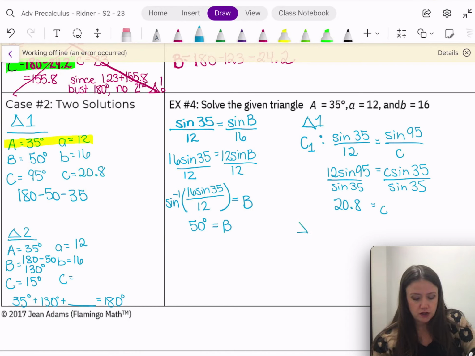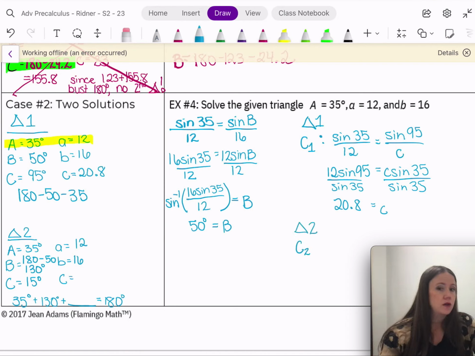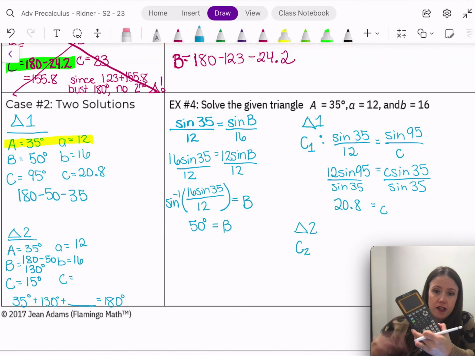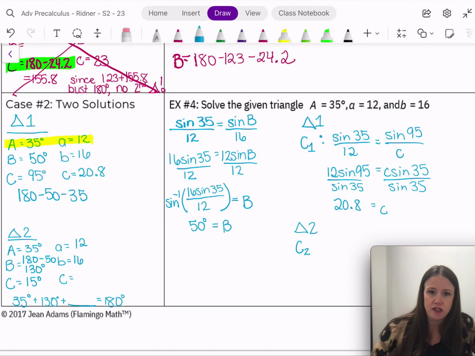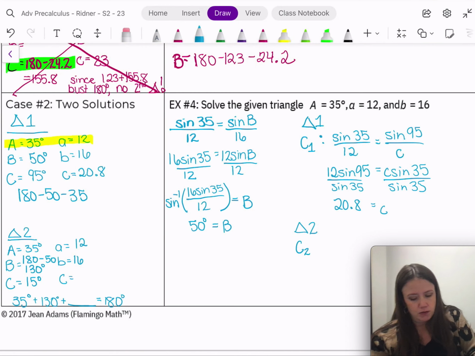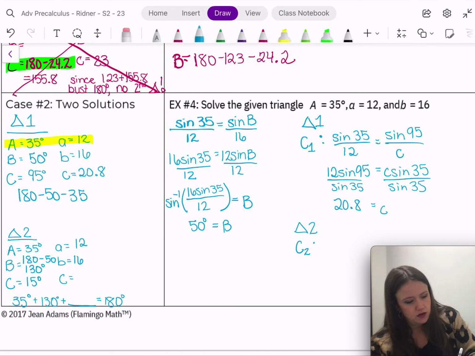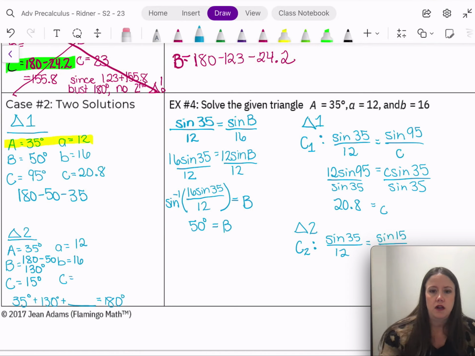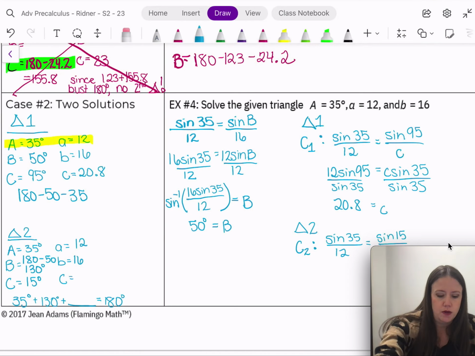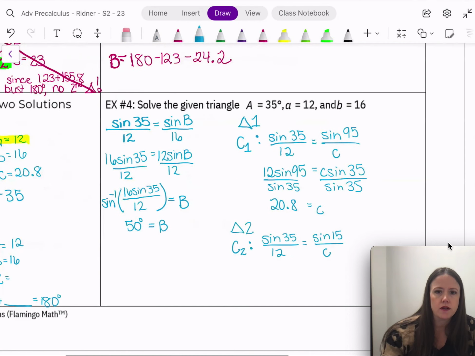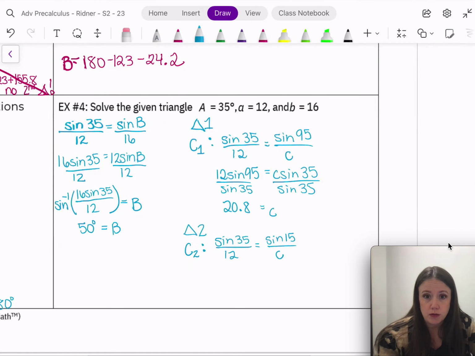Triangle 2 is actually going to look almost the same. If you have one of these calculators where you can go up and edit what you typed into it, it makes this problem much easier. So this time we still have sine 35 over 12, but this time we have sine of 15 over c, and I am in the way here, so let me scoot that over. There we go. Cross multiply and solve.